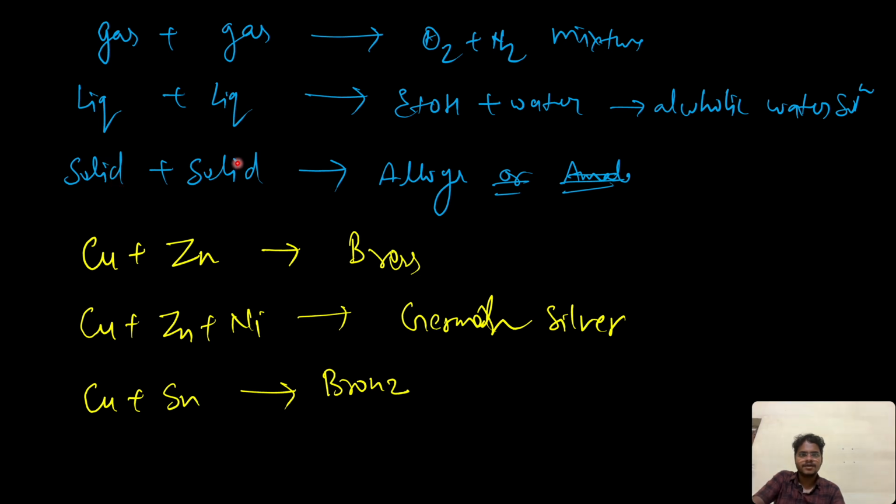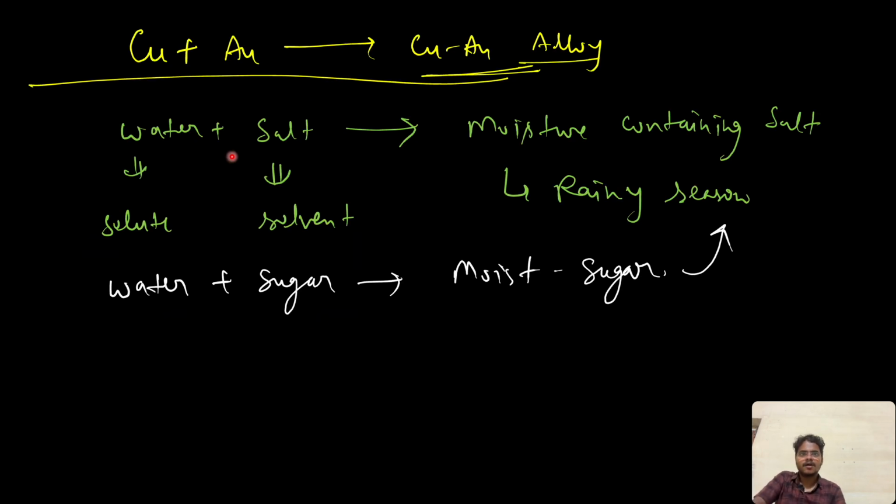And if we mix solid with solid, what do we get? We get alloys. If we mix copper with zinc, brass. Copper, zinc and nickel give German silver. Copper and tin, bronze. Copper and gold mix to give copper gold alloy, which is generally used to make jewelry and ornaments.